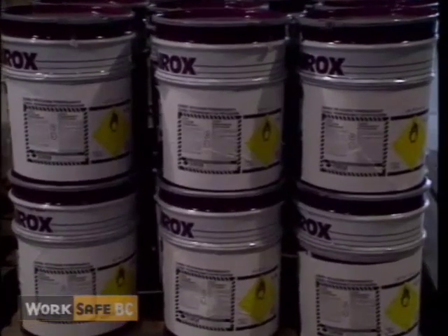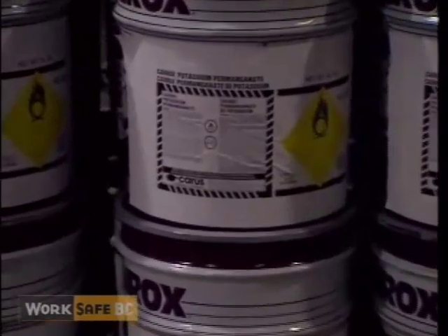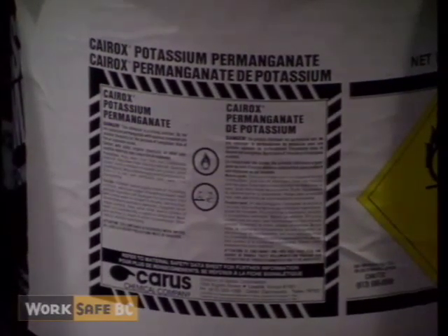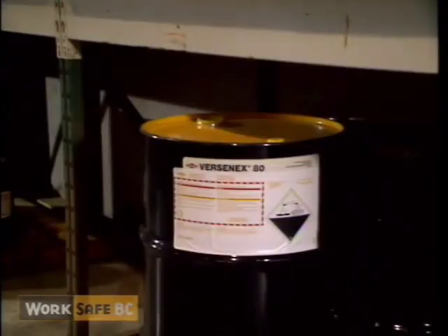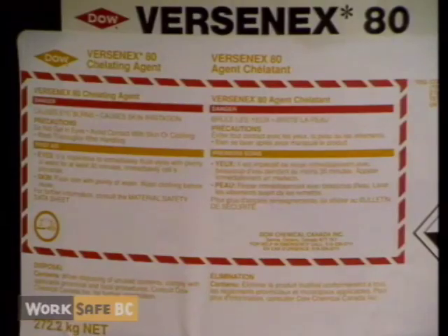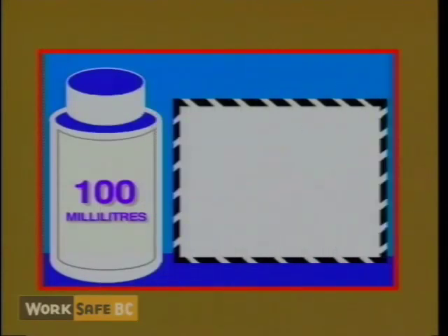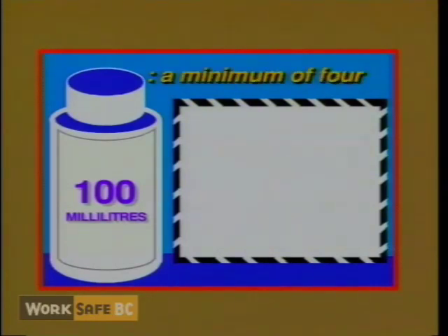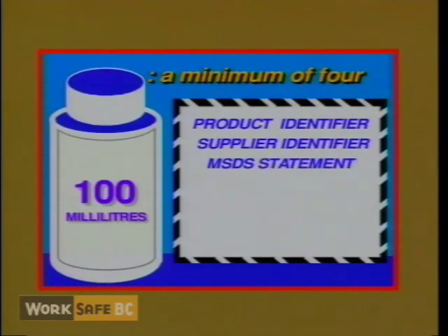Depending on the size and type of container, all or some of the 7 main categories will be included on supplier labels. Controlled products entering the typical workplace that are over 100 milliliters in volume require all 7 categories on the supplier labels. For containers of 100 milliliters or less in size, supplier labels must display at a minimum 4 categories: the product identifier, supplier identifier, a material safety data sheet statement, and hazard symbols.